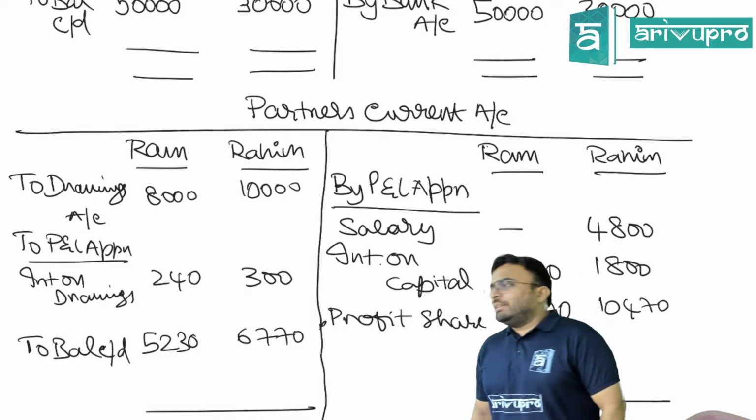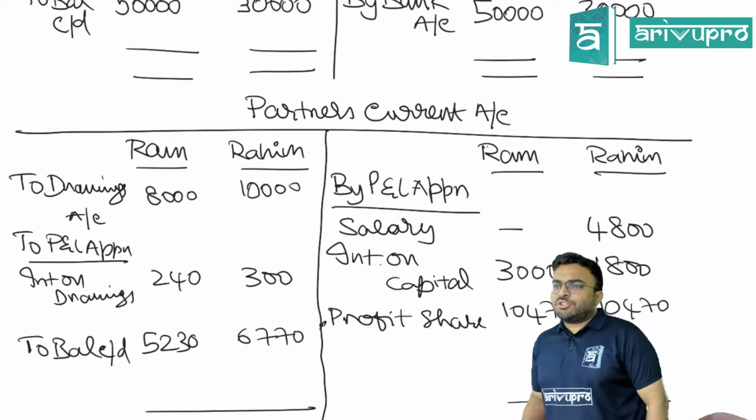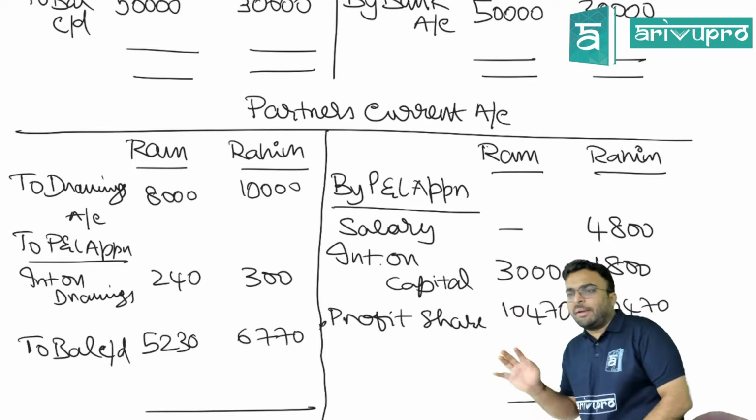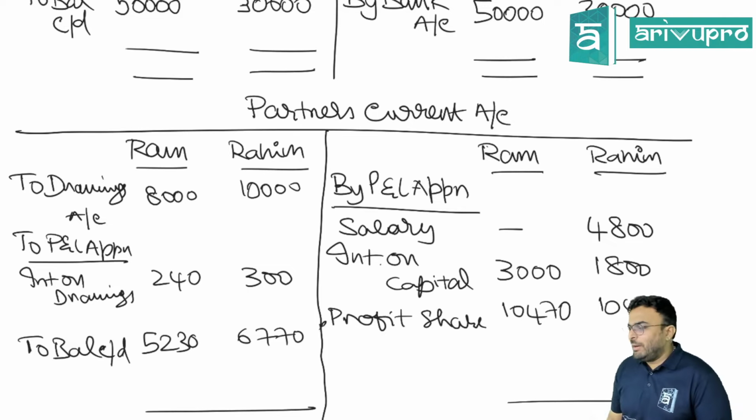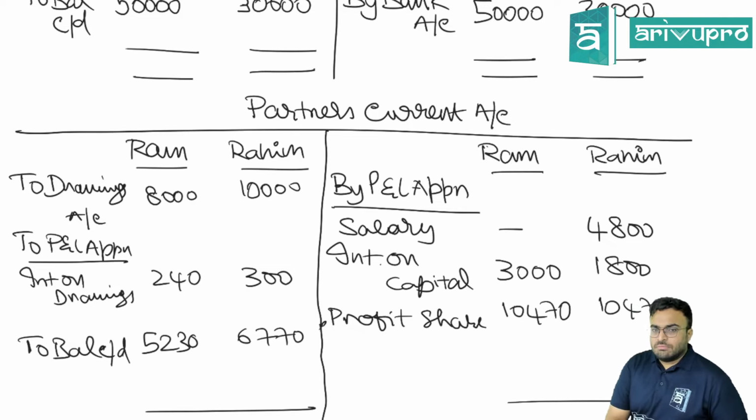If they don't tell anything in the question, then it is always fluctuating capital. You will go on putting everything into capital account. If they tell you, you will prepare current account. Drawing, we have put in current account.